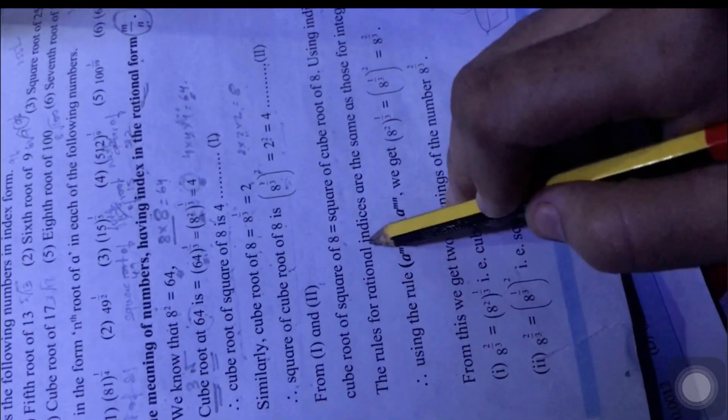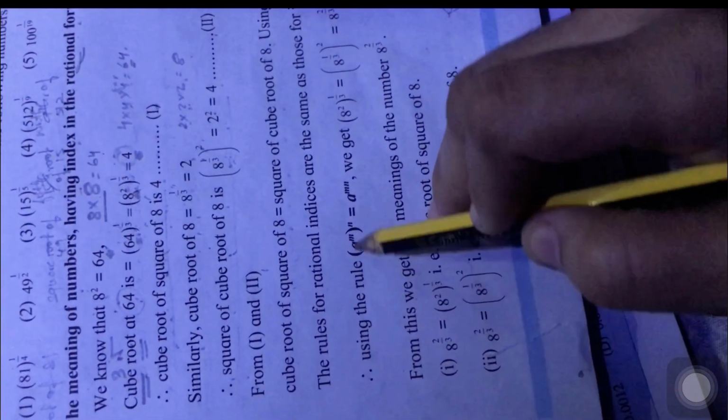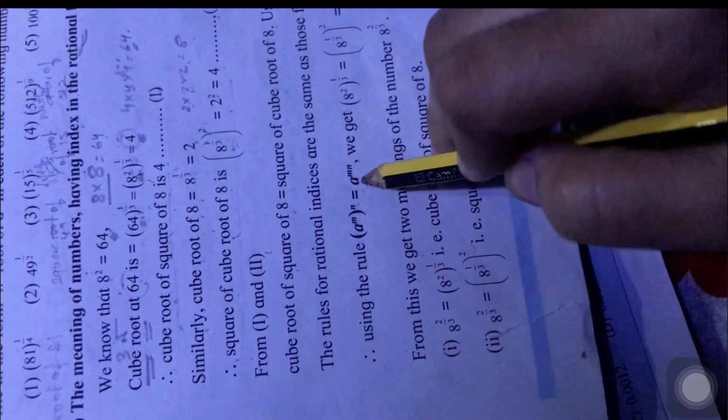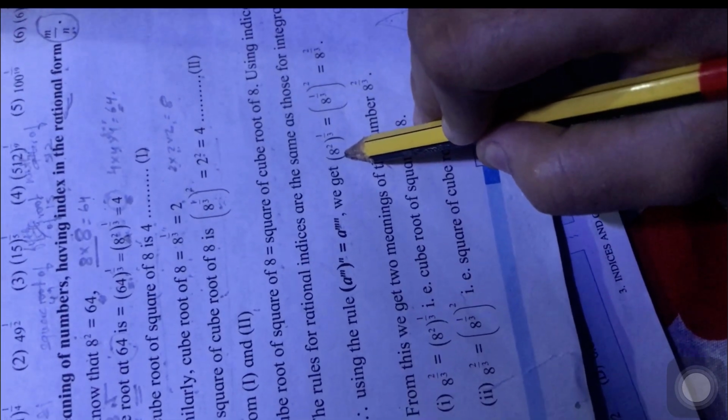The rules for rational indices are the same as those for integral indices. Therefore, using the rule a raised to m into n is equal to a raised to m into n, which we had seen in the rules of indices, we get the square of the cube root of 8 is equal to the cube root of the square of 8, which is equal to 8 raised to 2 upon 3.